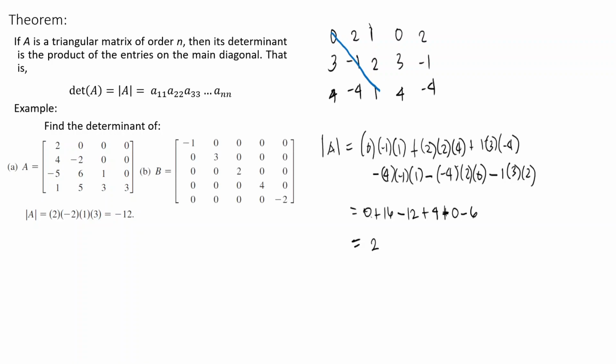Another example, we have matrix B, which is again a triangular matrix. So its determinant is the product of the entries on the main diagonal. So that is negative 1 times 3 times 2 times 4 times negative 2, which is equal to 48. So the proof of this theorem is left as an exercise. We will continue the discussion of determinants in our next video.